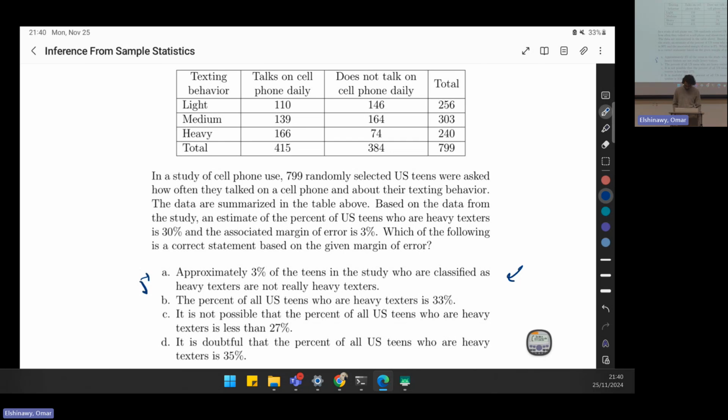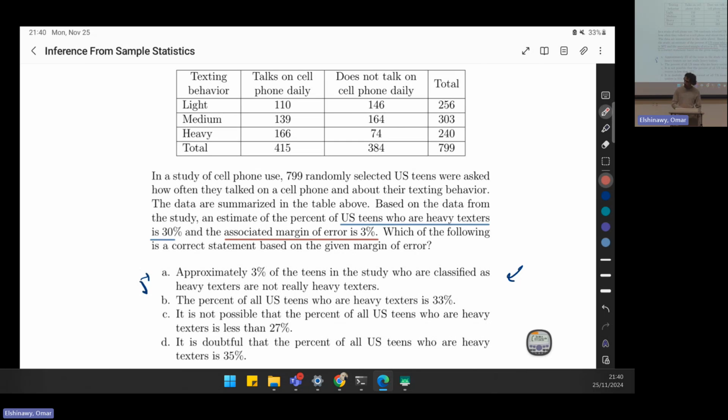First of all, they say based on all of this data that 30% of US teens are heavy texters. And also they said there's an associated margin of error of 3%. So that means it can be 33%, and also it can be 30%. It can be 32%, whatever. So there's a margin of error. So yes, it's 30% plus or minus 3, probably.